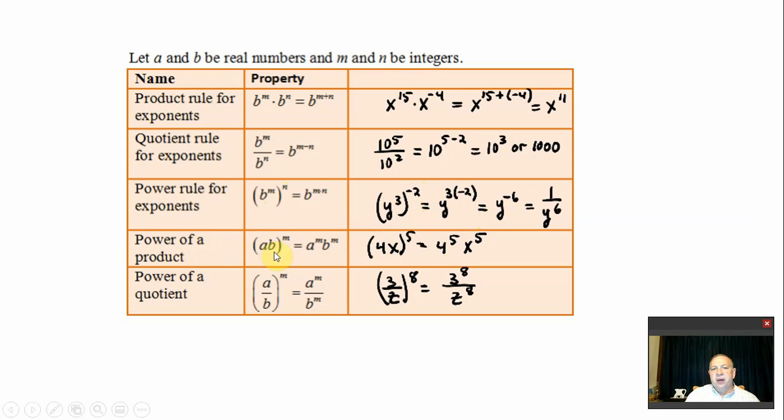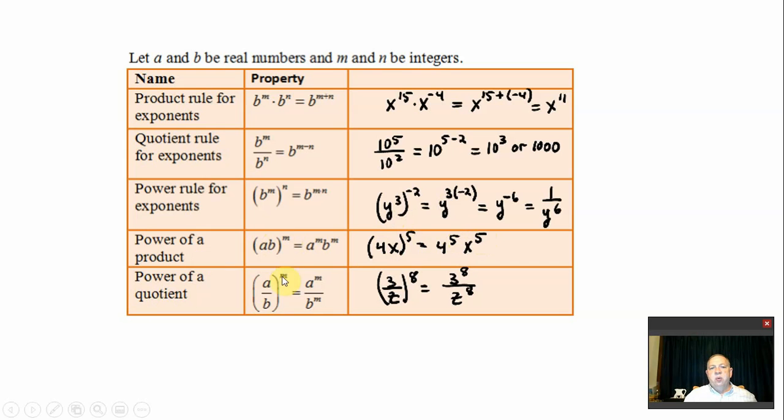The power of a product. If I have ab here, I expand that as a to the m, b to the m, and I can mix these with what's here. If one of these was raised to some other power, I would multiply that times that, whatever that exponent would be. So here's an example. 4x raised to the fifth is just 4 to the fifth, x to the fifth.